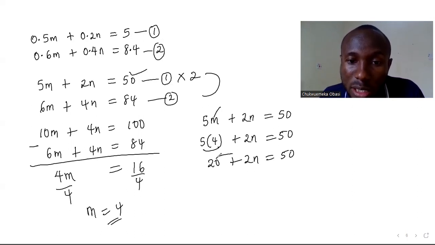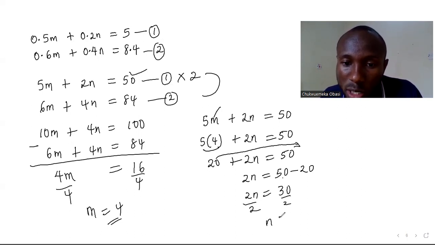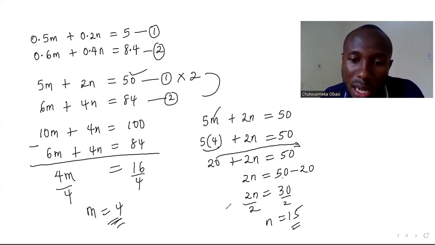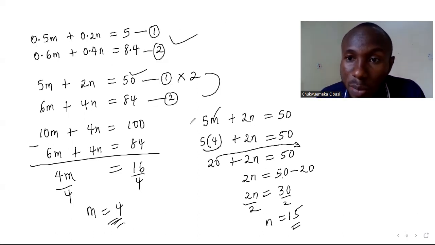5 times 4 is 20. So you take 20 to the other side of this equation and it becomes negative 20. So we have 50 minus 20. And now we have 2n is equal to 30 because 50 minus 20 is 30, of course. And you divide everybody by 2 once again. And now your n will be equal to 15. So these are the values of m and n that will satisfy this given simultaneous equation.